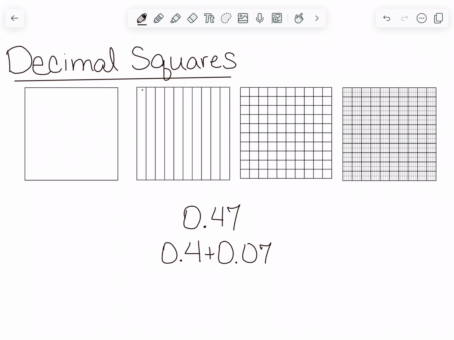But there is another way to do this. We can think of this as 4/10 plus 7 hundredths. So in that case, I would shade 4 of my tenths and 7 of my hundredths. This time I need 2 of my grids to represent this number rather than just 1, but this is still a valid way. There isn't one right way.